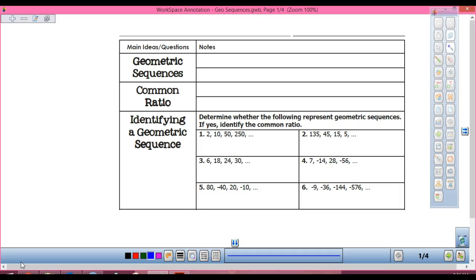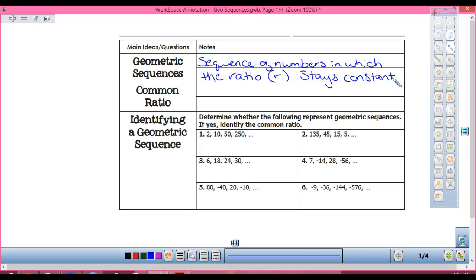Okay, so a geometric sequence is a sequence of numbers in which the ratio, which is going to be an R in our formula, stays constant. So basically what that means is that it's either going to be multiplying by the same number over and over and over again, or dividing by the same number over and over and over again.